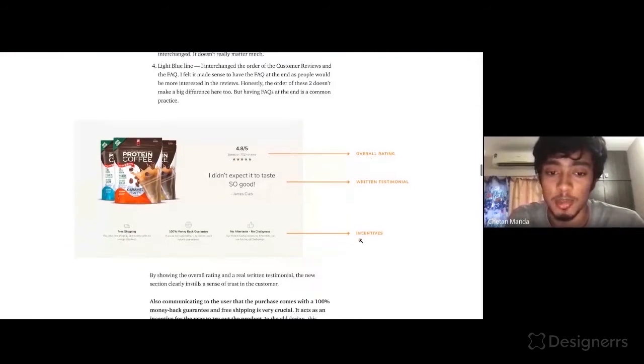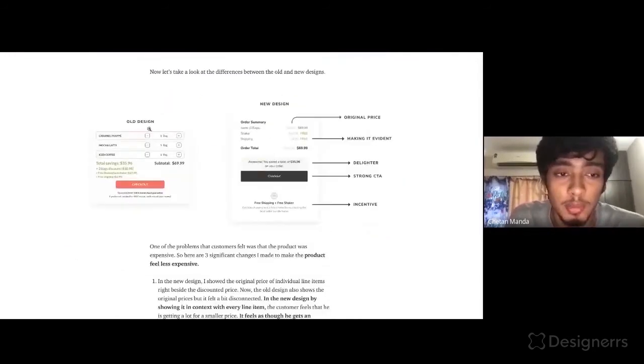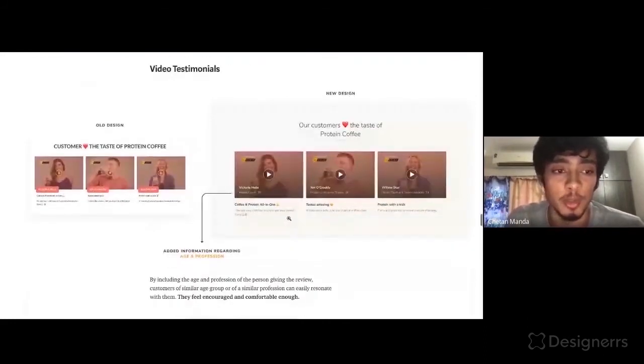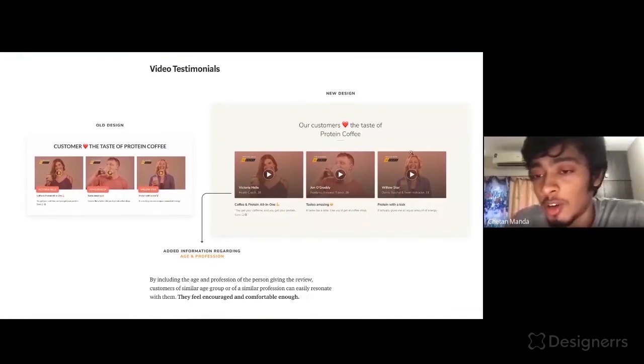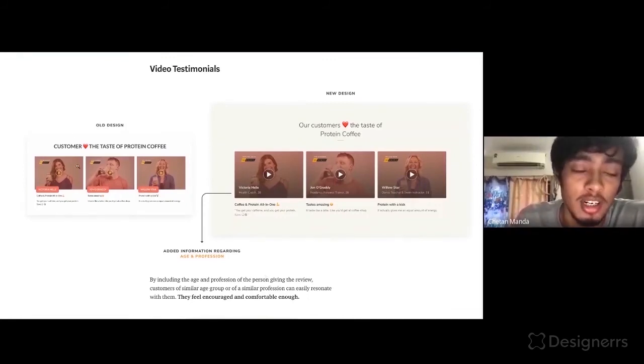He's put up screens. He's showing what the important aspects, the checkout section. So he's showing those small modals, how the old design was and how he's changing it to improve the conversion. Incentives, a strong call to action, delighter, making it evident. Nice. Video testimonials. What has he changed? He's put out the information here. He's saying that he added the profession and the age of that person because people can relate to that person and figure out which video they want to see much easier than just putting out video thumbnails. Because the names don't mean anything to me.